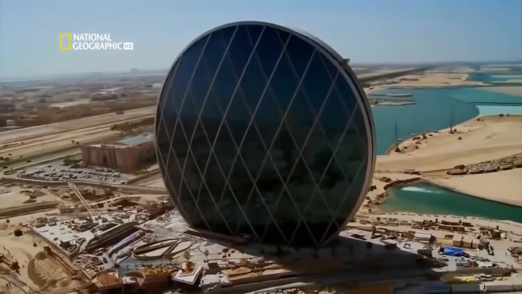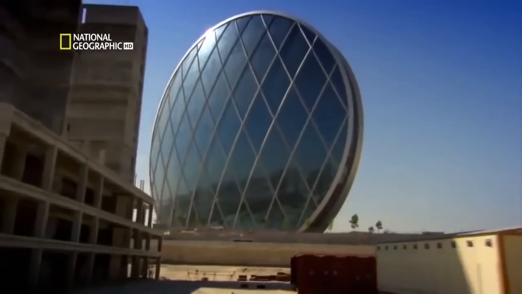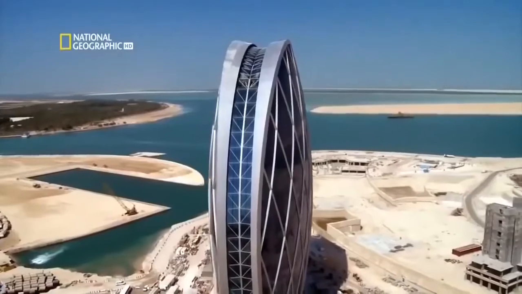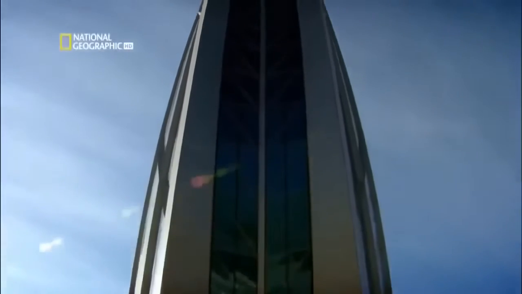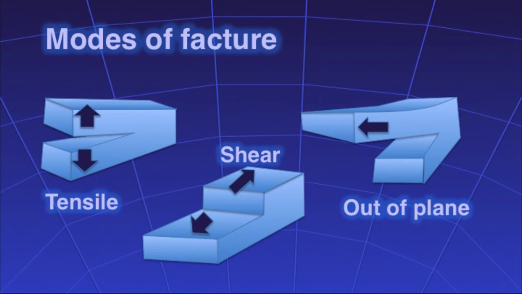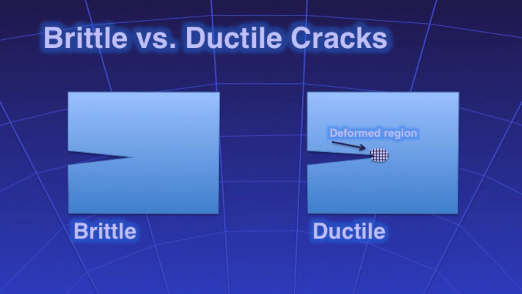Fractures propagate through the material when the tensile stress at the tip of the crack exceeds the theoretical cohesive strength of the material, and can occur in three different modes: tensile, shear, and out of plane. Factors affecting fractures are temperature, strain rate, and state of stress. Cracks propagate through brittle materials quicker than ductile materials.